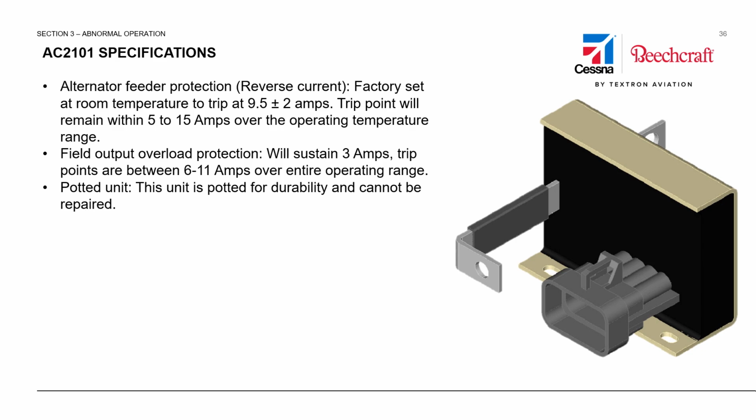Finishing up the ACU specs, we see that there are a couple of non-annunciated protection modes. The only indication to the pilot is a tripped circuit breaker, but we don't know why. This often leads to multiple ACU, alternator, and circuit breaker replacements when the root cause could be just a simple wiring fault.